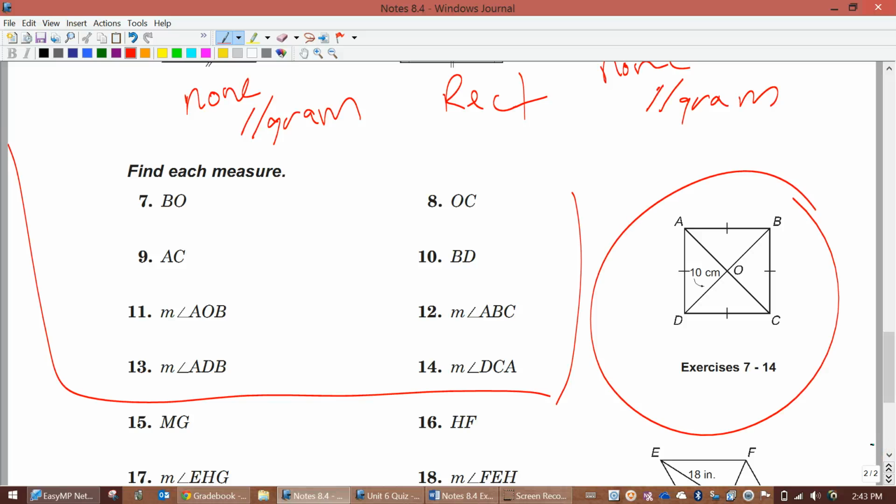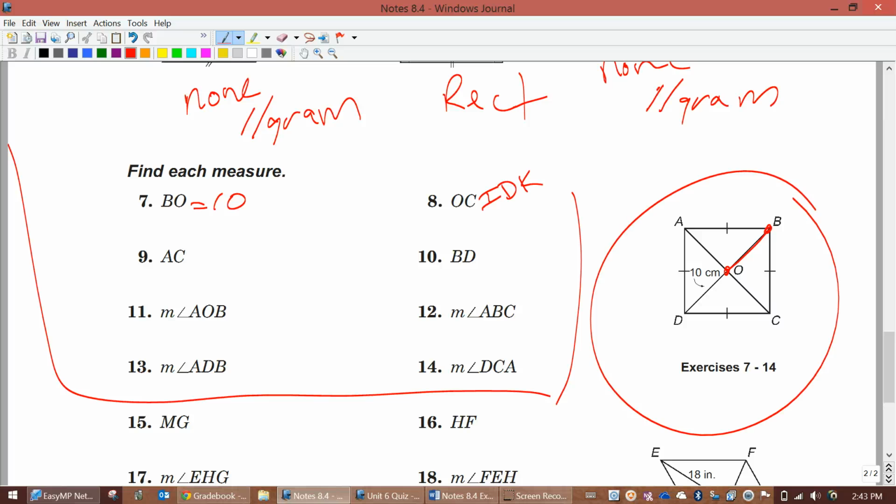Okay, BO. What's BO besides what I have right now? Is BO 10? What's OC? We don't know. It's not 10. If it was 10, this would have to be a square. We don't know it's a square, so we can't say that OC is 10. We do not know that the diagonals are congruent. If we knew it was a rectangle or a square, we would be okay, but we don't know that. We just know it's a rhombus.